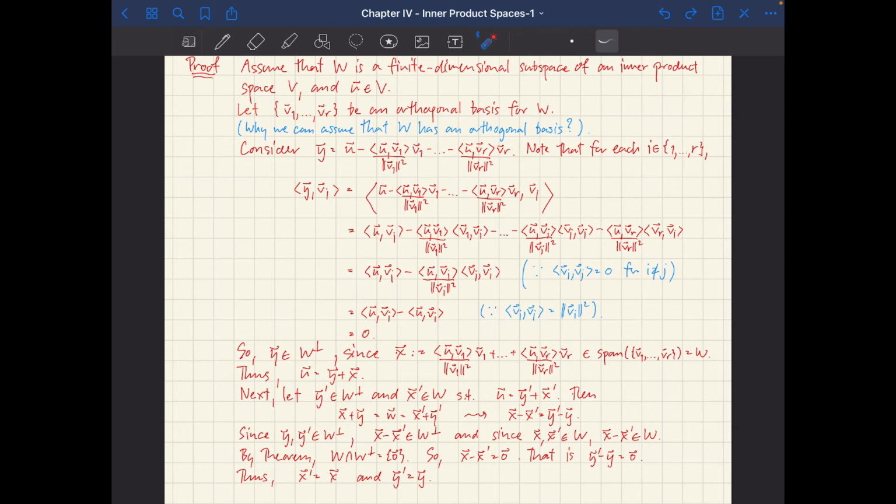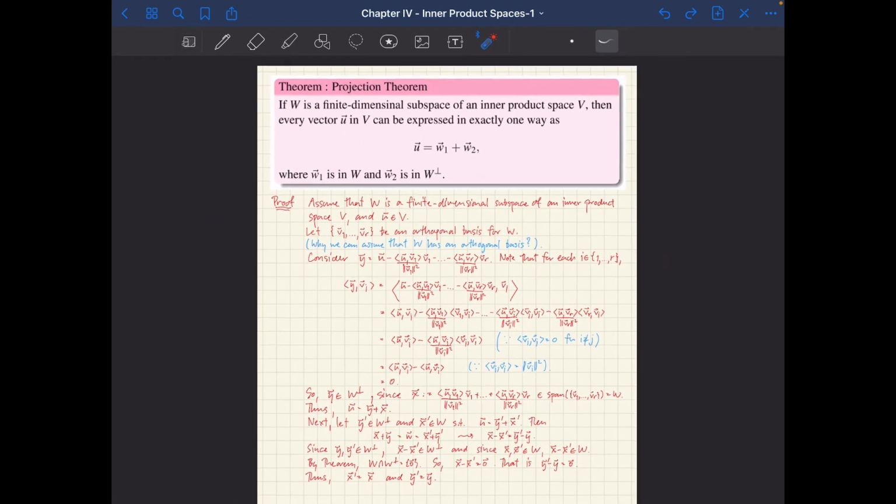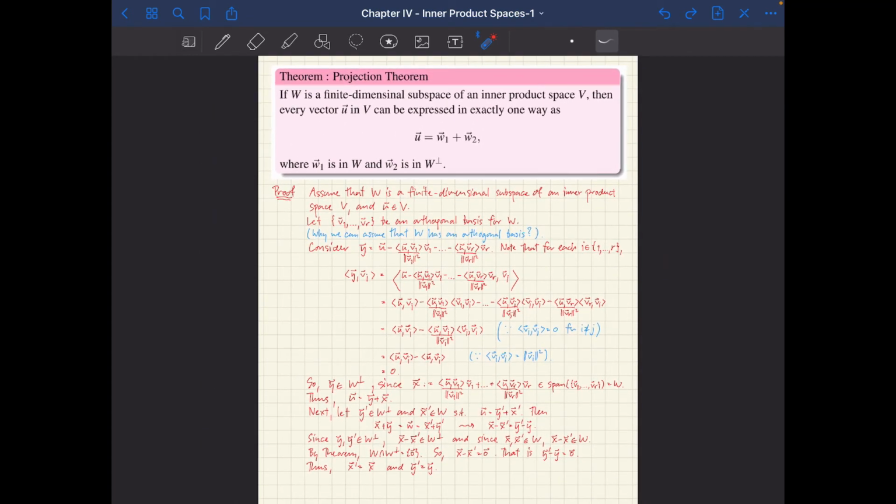But we know that the intersection of W and W perp is equal to the set of the zero vector. What does it mean? It means that x minus x prime is equal to 0. And this implies that y prime minus y is equal to 0. So that's why we can conclude that x prime equals x and y prime equals y. Okay, this is our proof for the projection theorem. If you need to copy this page, please pause it.